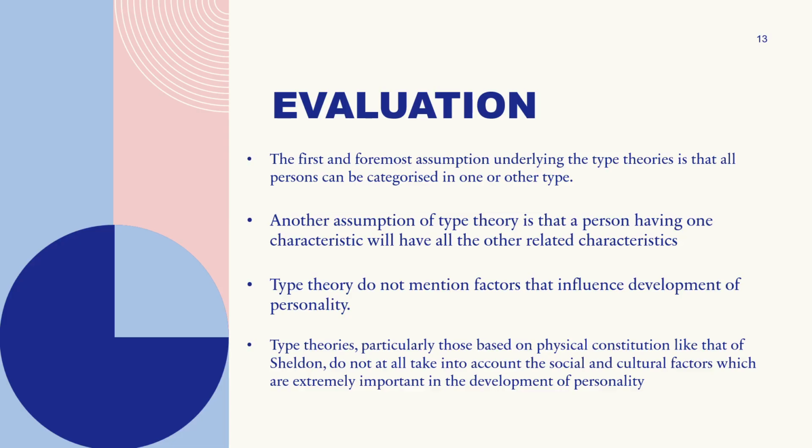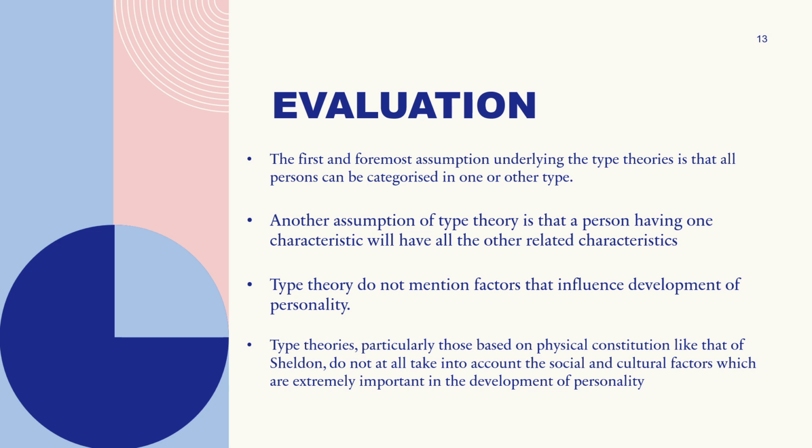Finally we come to the evaluation of type theories. The first and foremost assumption underlying these type theories is that people can be categorized into one or other type. And they believe that the person having one characteristic will have all the other related characteristics. For example, a person who is extrovert, we automatically consider that that person will be helpful, will be cheerful around people, will be friendly with everybody, like that. With all the related characteristics, we assume that that person will possess.